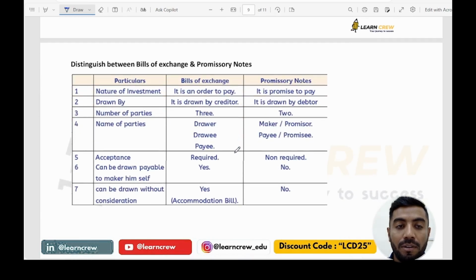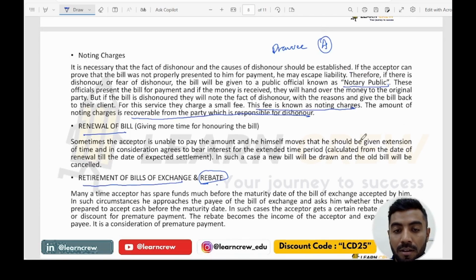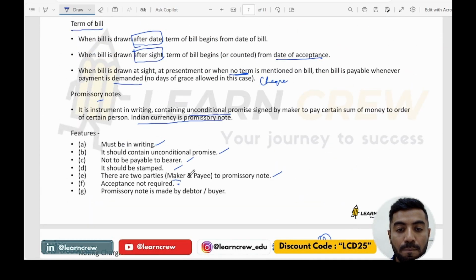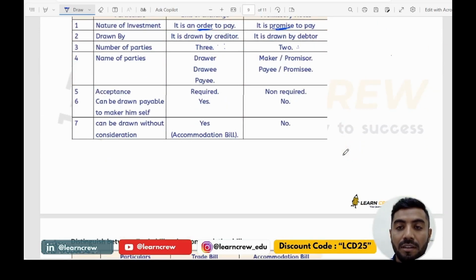Then coming to the differences between bills of exchange and promissory notes. What is the difference? A bill of exchange is an order to pay. A promissory note is a promise to pay. A bill is drawn by the creditor. A note is drawn by the debtor. Number of parties: for a bill, three, that is drawer, acceptor, and payee. Here there are two parties, that is maker and payee.